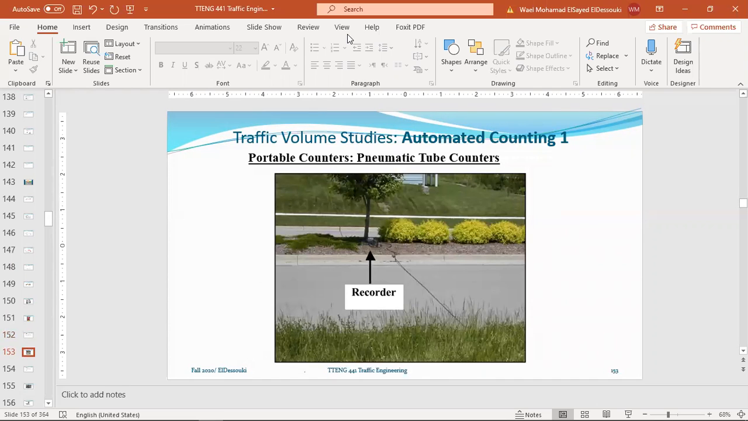Then there are portable counters. The portable counters are basically pneumatic tube counters. This is for durations longer than 1 hour, maybe for more than 1 day. Usually we keep it for a week or maybe even 2 weeks.